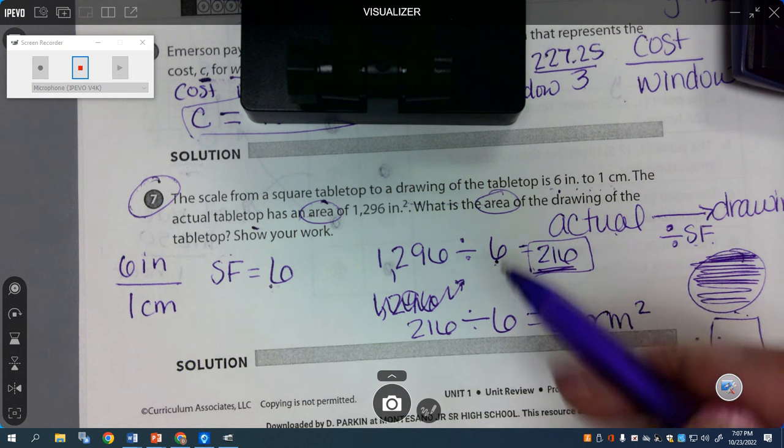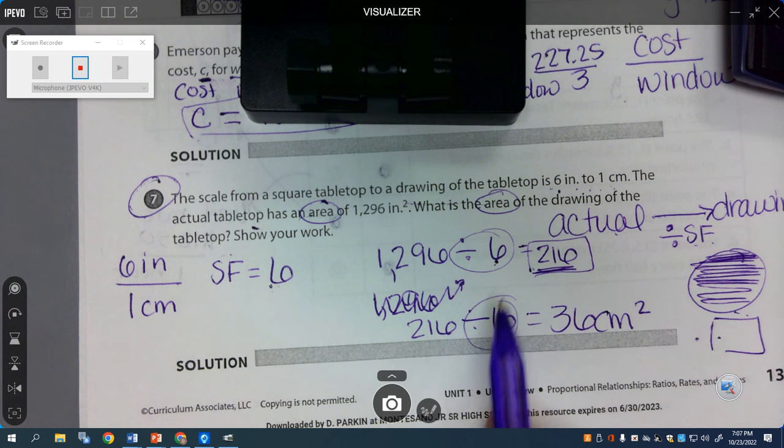And I can talk more about number 7, because I know some of you are wondering why we had to divide 2 times by 6. So we can talk a little bit more about that on Tuesday.